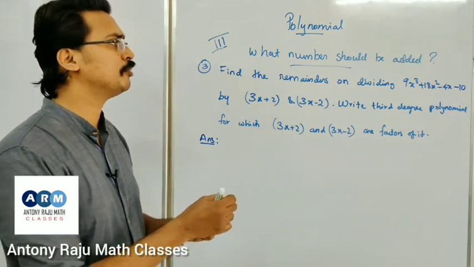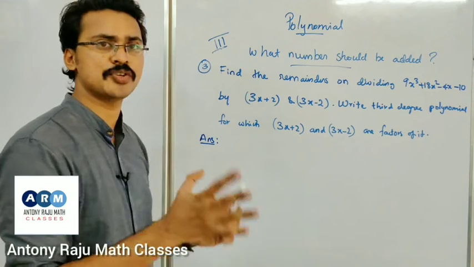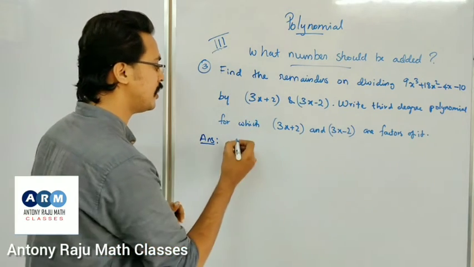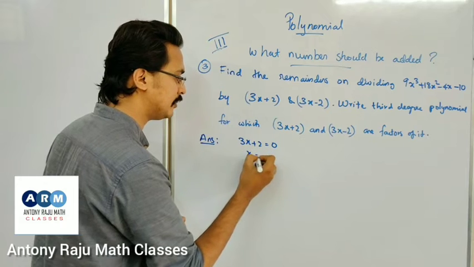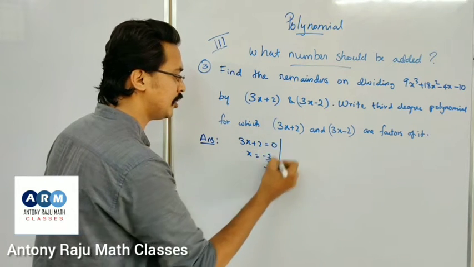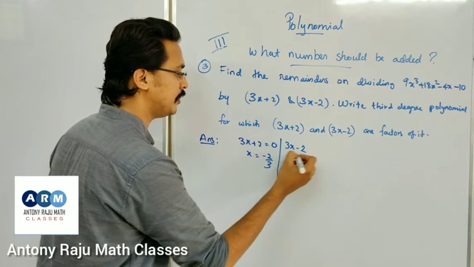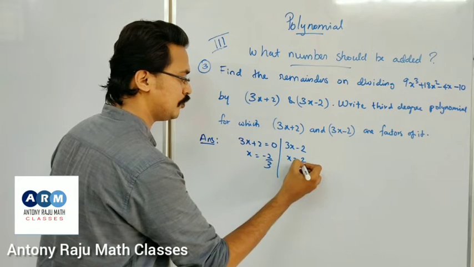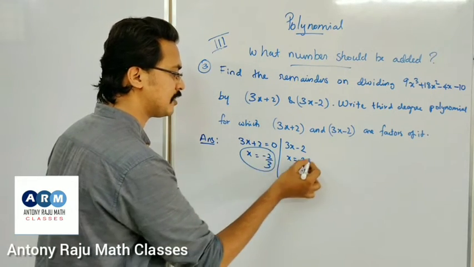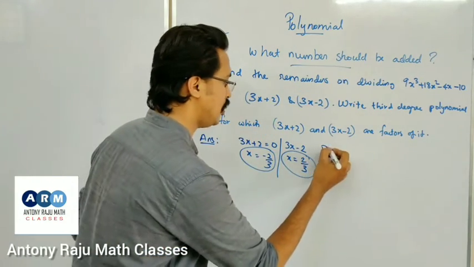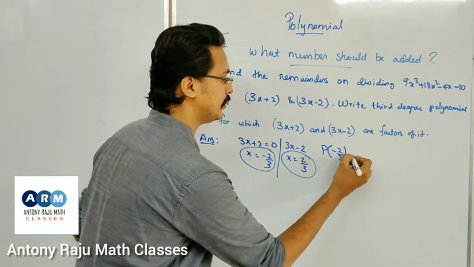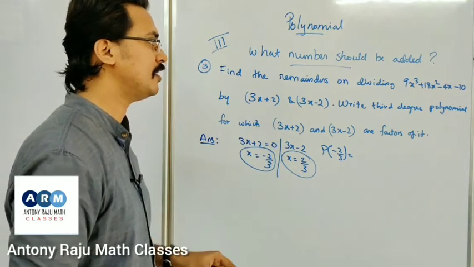So, in the question, we will take a remainder. Just a reminder. 3x plus 2 equal to 0, x is minus 2/3. That is 3x minus 2 is x equal to 2/3. These two values are the solution. So, we will apply this equation. P of minus 2/3. What will be P of minus 2/3?